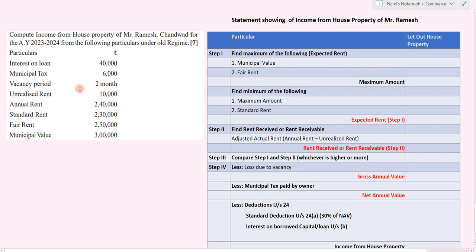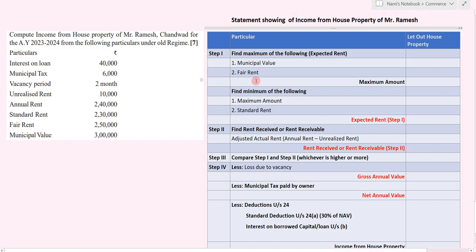From these particulars, we have to calculate the income from house property for Mr. Ramesh. To calculate income from house property, first of all you have to prepare the statement showing income from house property of Mr. Ramesh. These are the particulars we have to take into consideration. Now we will solve this example step by step.